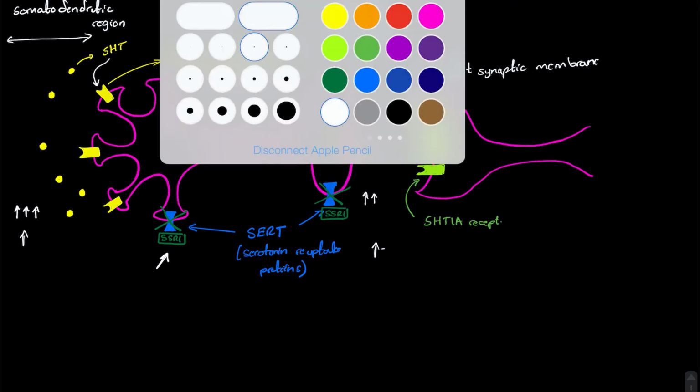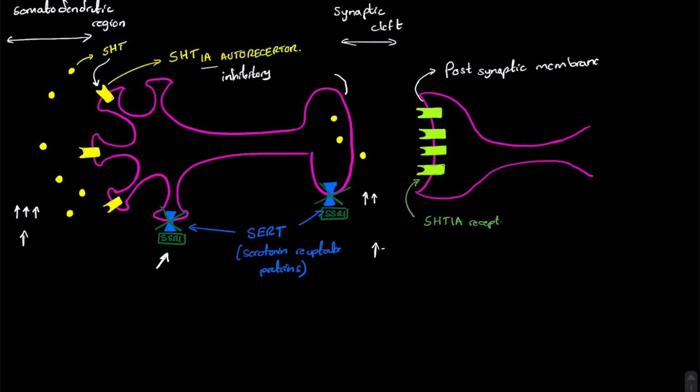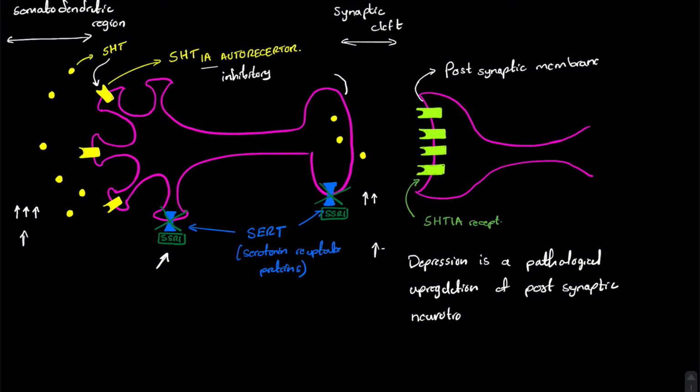Now, Stephen Stahl, in his book, mentions that in depressive states, there is a pathological upregulation of postsynaptic neurotransmitter receptors. And by this, we mean an increased number of 5-HT1A receptors. In this case, we have 1, 2, 3, 4 receptors over here.